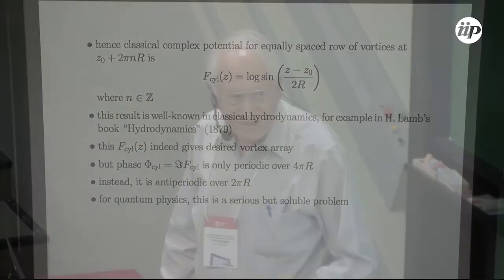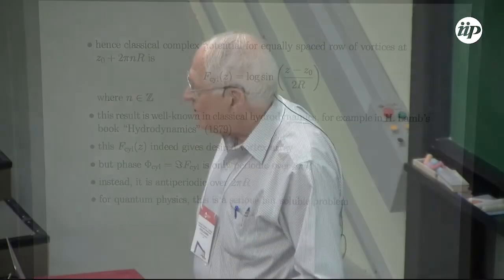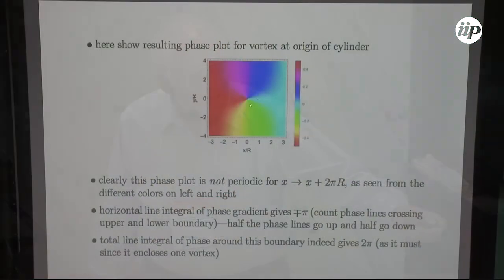The interesting thing is it's not a quantum solution. If you look at the phase, you discover that the phase is only periodic over 4 pi, not 2 pi. And then the question is, how do you fix that? Well, this is the phase calculated from that log of the sine. And it's manifest that it's not periodic because the colors are different. You have to go 4 pi before it repeats. And nobody's ever noticed this, but it never mattered if you're just doing classical physics, as far as I know. Also, the classical people didn't seem interested in the motion so much.